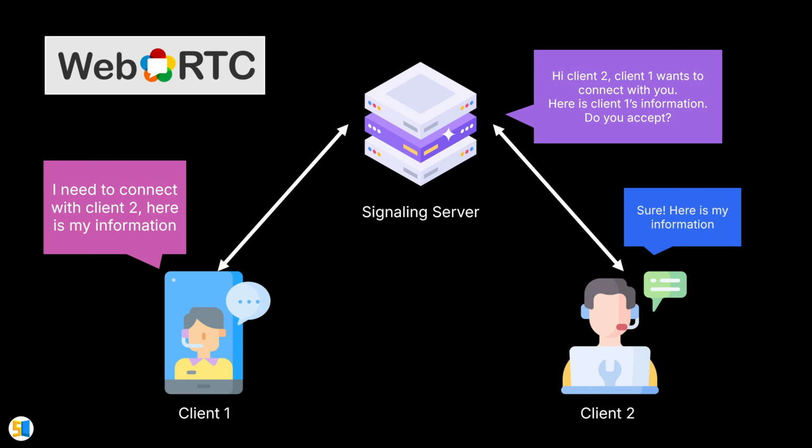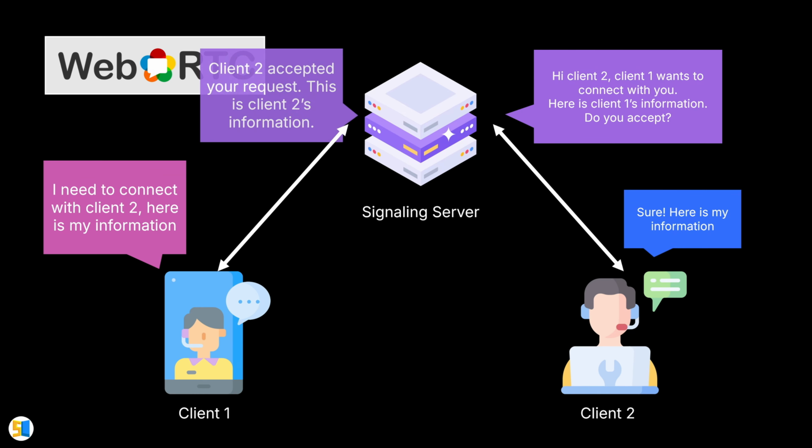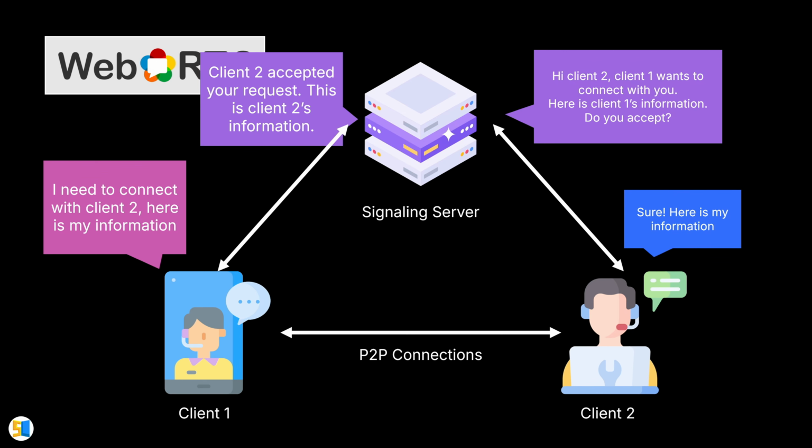If client 2 accepts it, client 2 will share his information to the signaling server. The signaling server will inform client 1 about client 2's information. After both clients agree to connect and know each other's information, they can start exchanging video or audio directly. It uses UDP, so sharing files is not recommended because packets can be lost.